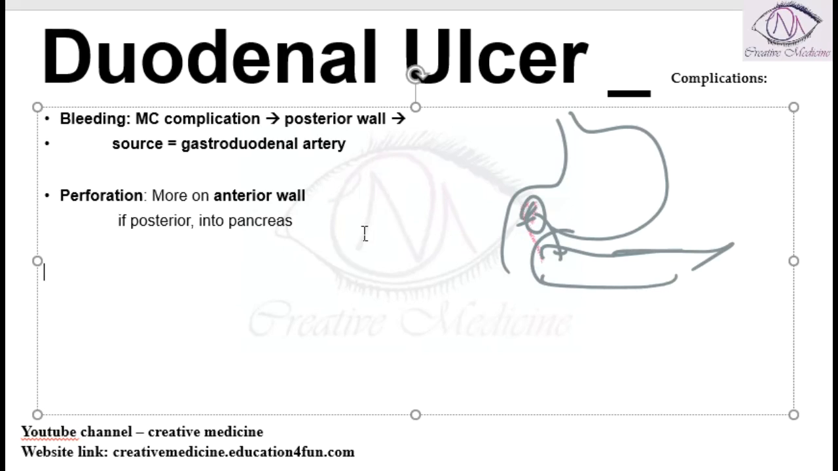Next, there can be one more thing. Because of this ulcer, the patient might develop pyloric stenosis. Though it is least common, pyloric stenosis can occur, and this pyloric stenosis will cause gastric obstruction, or gastric outlet obstruction, in the duodenal ulcer.